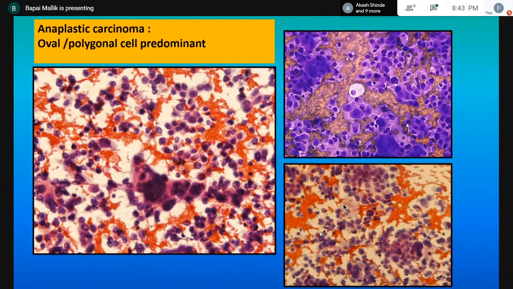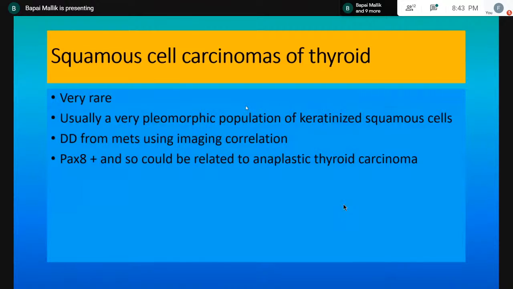Anaplastic carcinoma, oval, polygonal cell predominant. There are some tumors where the cells are more oval and polygonal, but still with a significant amount of pleomorphism. Some multinucleated giant cells will help you out, but this is a so-called oval or polygonal predominant cell population in anaplastic carcinoma.